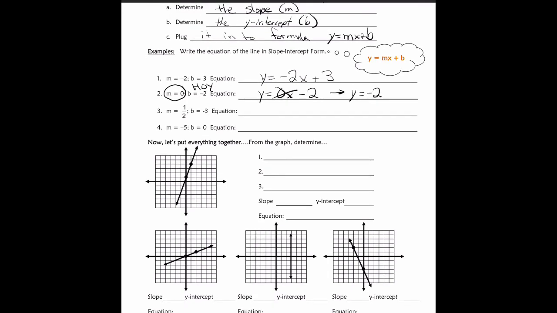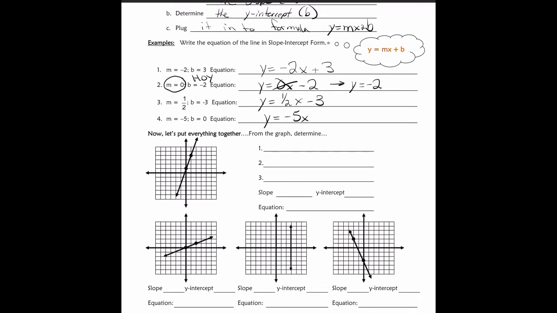3, we have y equals 1/2 x minus 3. And then 4, y equals negative 5x plus 0. But I'm not going to write plus 0. I'm just going to leave it as y equals negative 5x. Now, we're going to put it all together. So we are going to find the slope, find the y-intercept, and then write the equation.